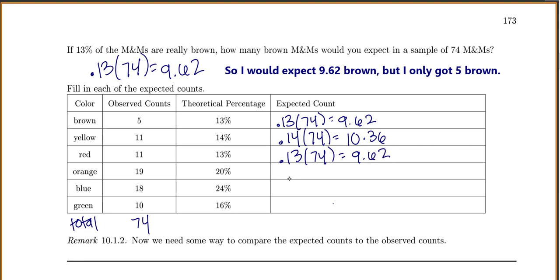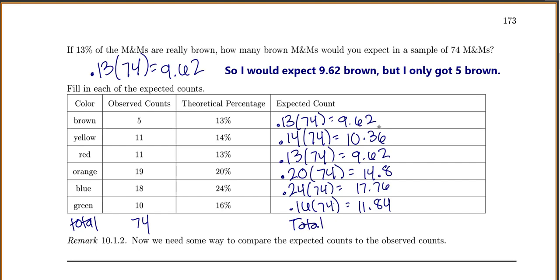So pause it, see if you can fill out the rest of these by yourself. So 0.20 times 74 should give me 14.8. Okay, so I also get 17.76 and 11.84. Now, a good way to check that you've done this correctly is to add all of these up. So put all of these in your calculator, add them all up, and I got 74. Your total here should match your total here. So your total shouldn't change. So these are all of the expected counts of what I would have gotten if these percentages were right.